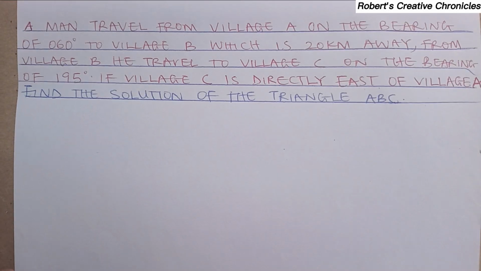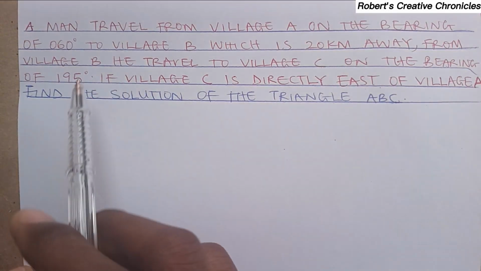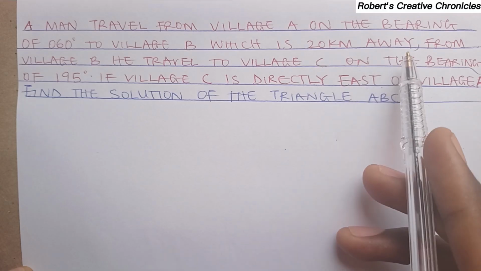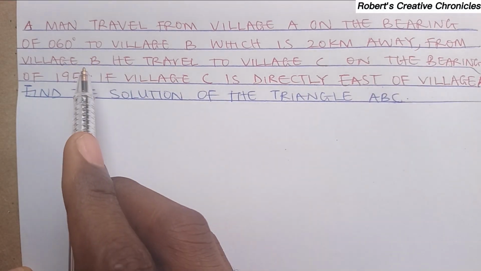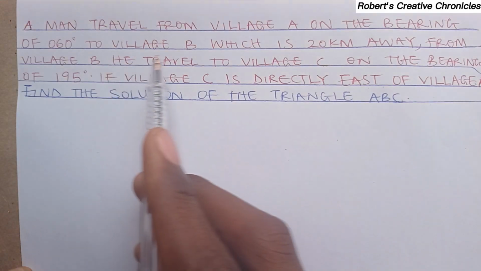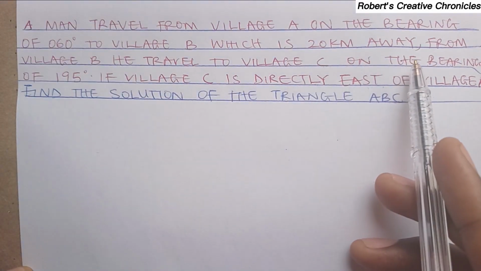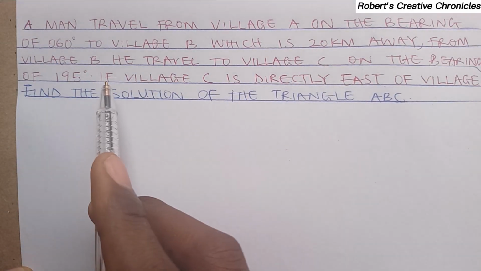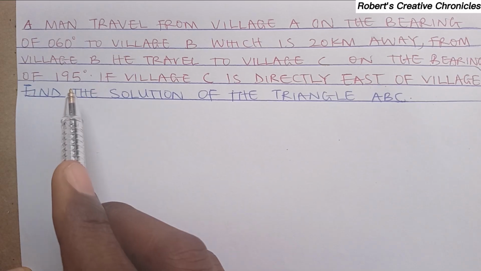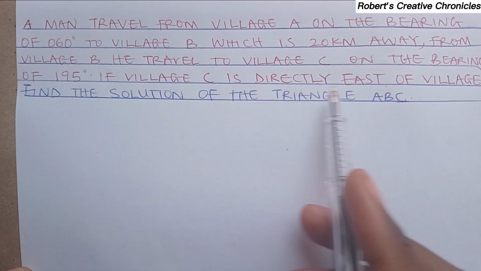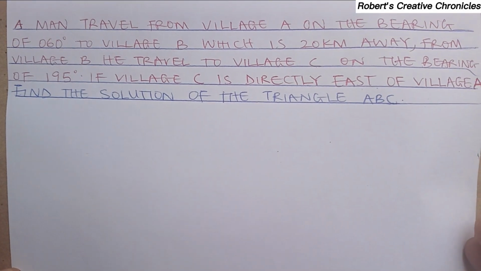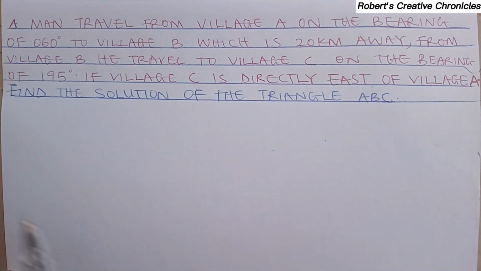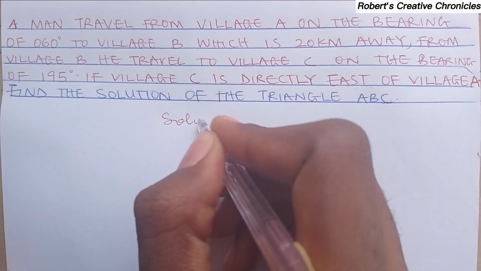So today, we'll be solving this question which states that a man traveled from village A on the bearing of 60 degrees to village B, which is 20 kilometers away. From village B, he traveled to village C on the bearing of 195 degrees. If village C is directly east of village A, find the solution of the triangle ABC. So, solution.